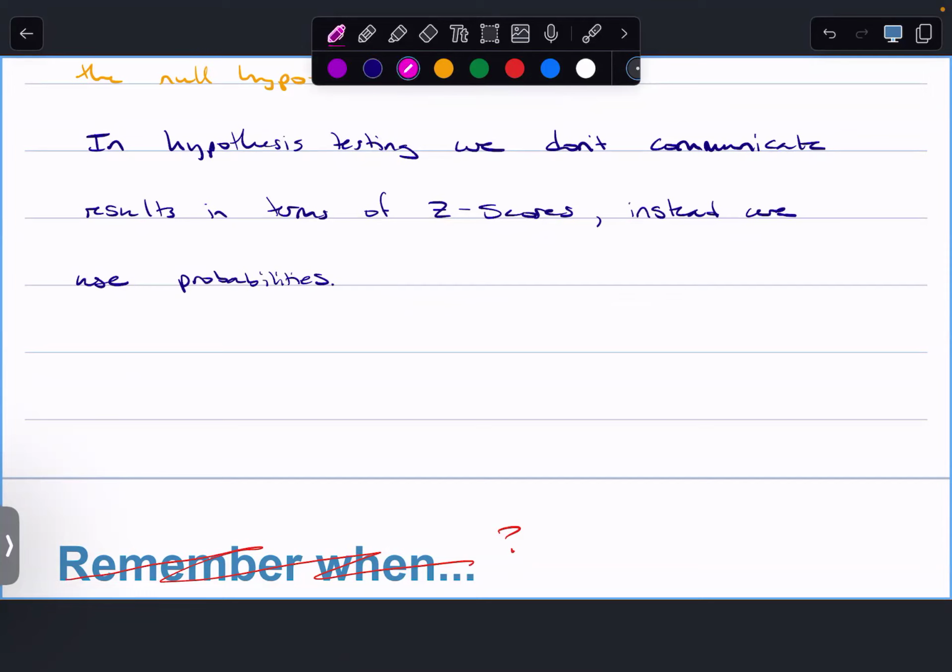Really only one probability. Okay, I regret that underline, but it's only one, so how about I make it singular? We use a probability, sorry, called a p-value.